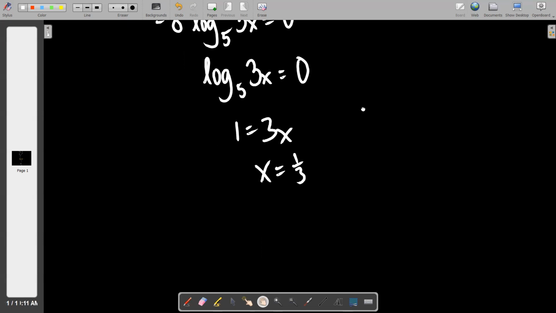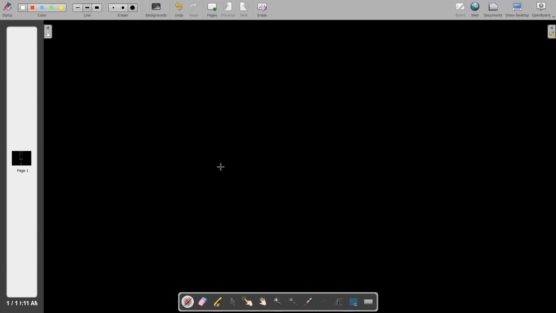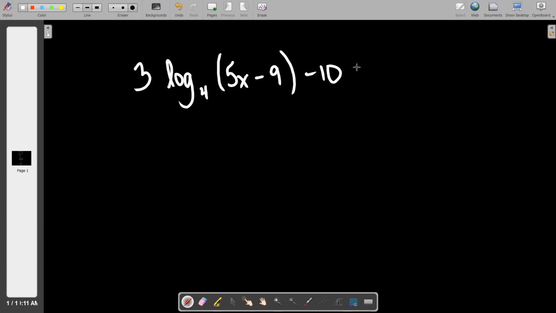So let's go again. 3 log base 4 of the quantity 5x minus 9, minus 10 equals -1. We're not scared. No, dividing by 3 is fundamentally bunk, right? Remember, when you solve an equation, don't abandon your fundamentals. Totally. Maddie keeps saying add 10, add 10. We've got to get that -10 gone.